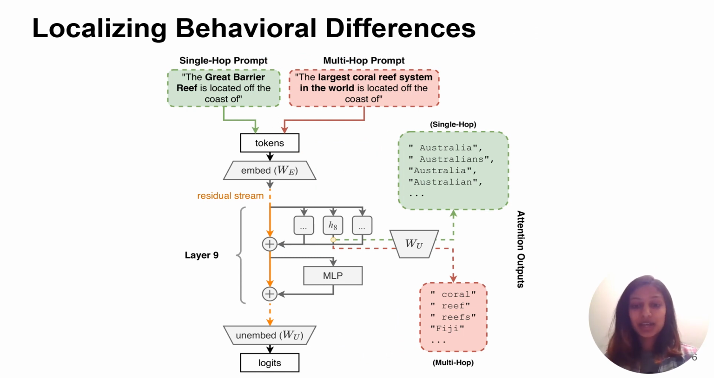Now that we understand how inference happens in transformer-based language models, we're prepared to start understanding the differences in model behavior between single and multi-hop prompts. We're going to revisit our original example. The Great Barrier Reef is located off the coast of is our single hop prompt. If we want to interpret how the model does inference on this prompt, we might be interested in seeing what individual model components are thinking during inference passes.